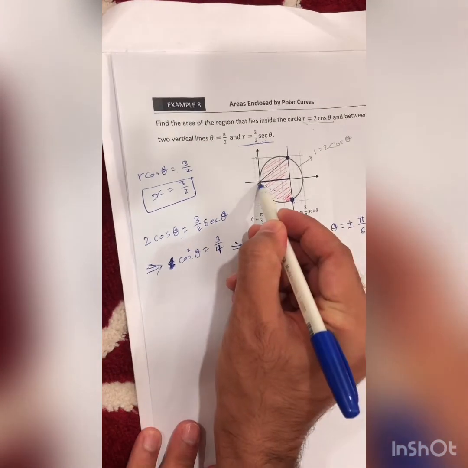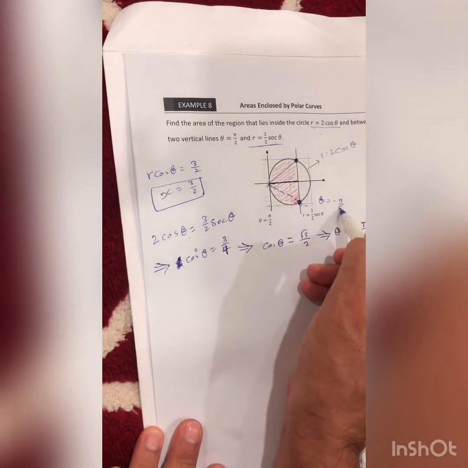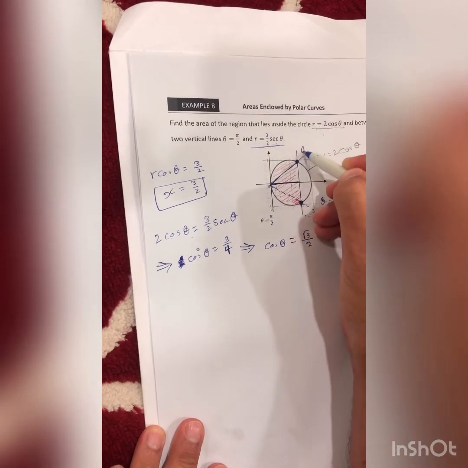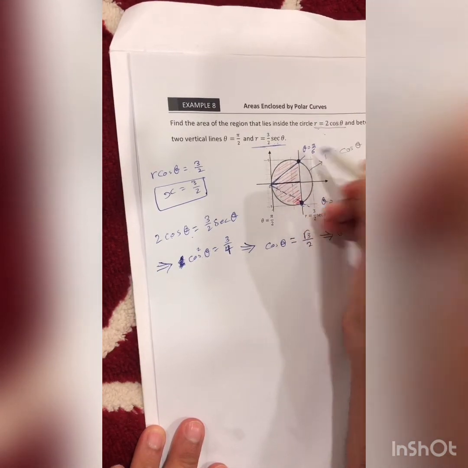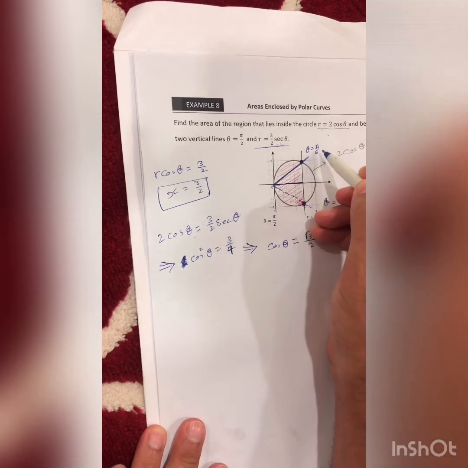So it means that this line over here is theta equals minus pi over 6, and this line over here, theta equals pi over 6. Okay, so this line is theta equals pi over 6.